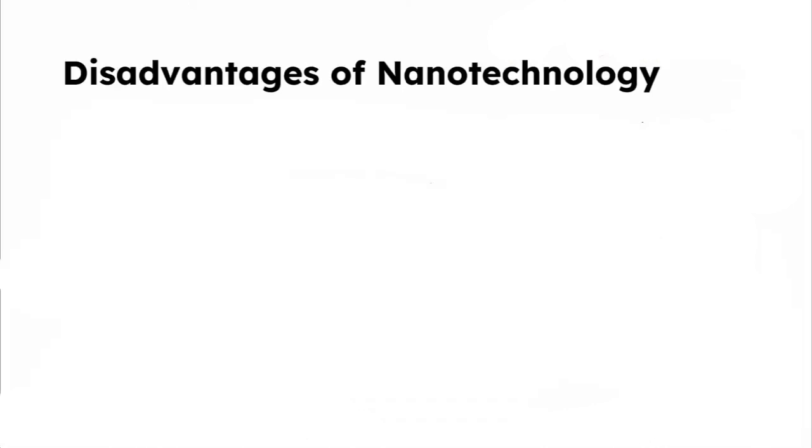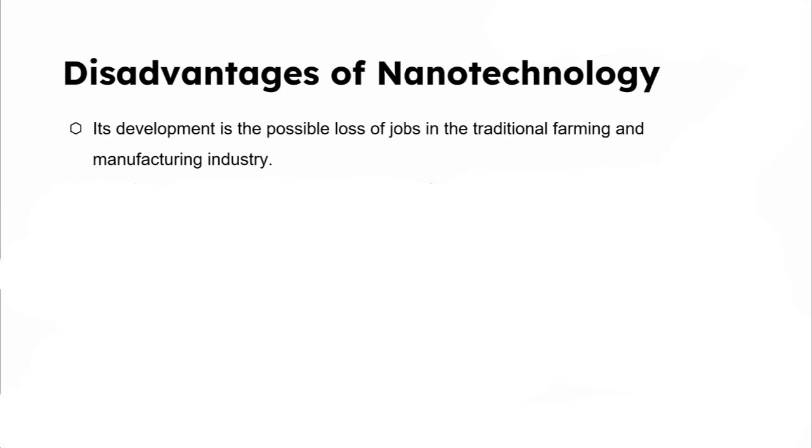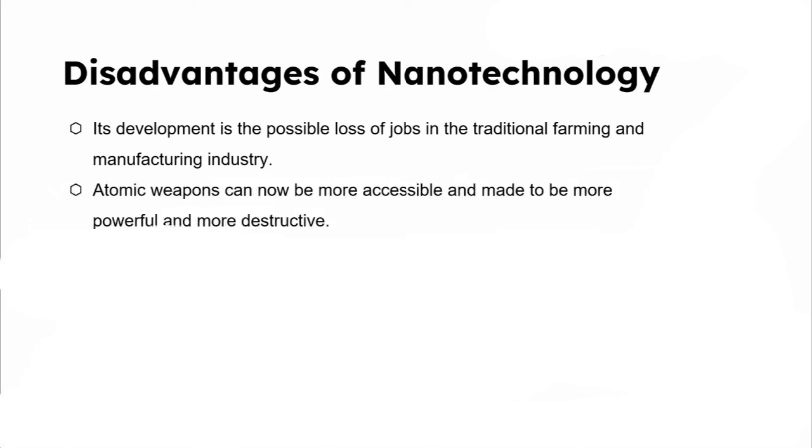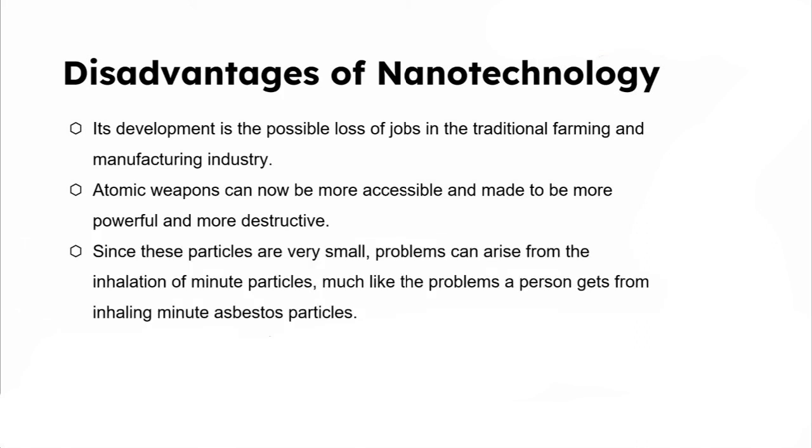Included in the list of disadvantages of the science and its development is a possible loss of jobs in the traditional farming and manufacturing industry. Atomic weapons can be more accessible and made to be more powerful and more destructive. This can also become more accessible with nanotechnology. Since these particles are very small, problems can actually arise from the inhalation of these particles, like the problems a person gets from inhaling asbestos particles.